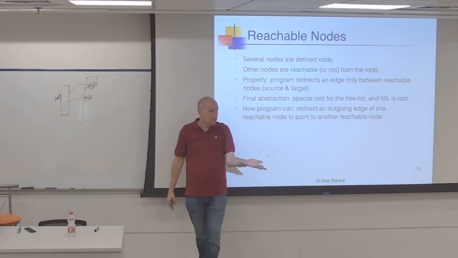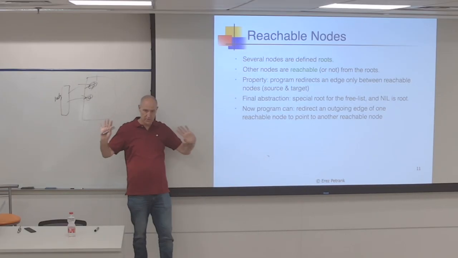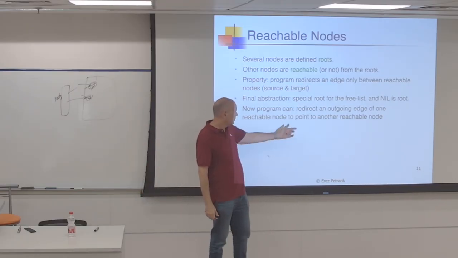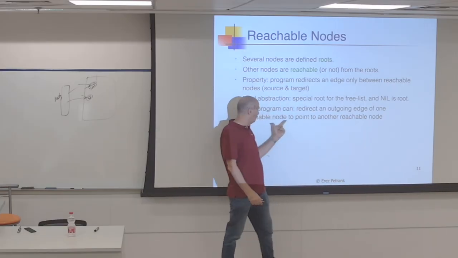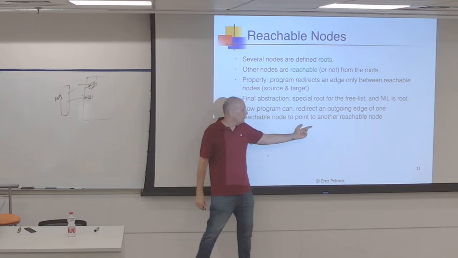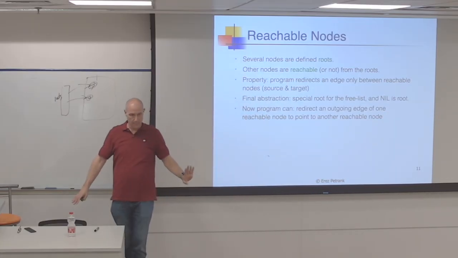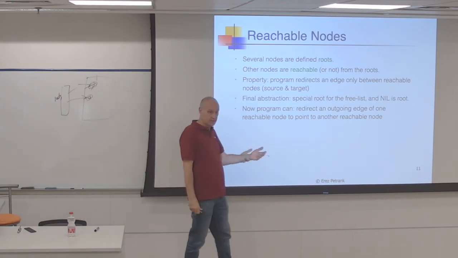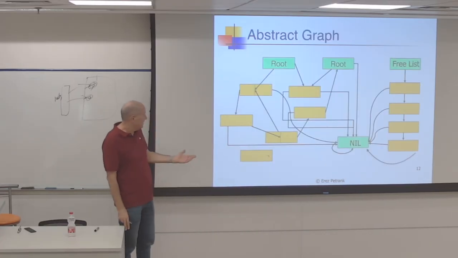And there is no null, so I cannot create an edge or delete an edge. I just redirect an edge. That's all that can be done on this graph. So the program can only redirect an outgoing edge of one reachable node to point to another reachable node. That's the only action that the program can do after all this abstraction. And now we have to do it concurrently and find which nodes can be reclaimed. This is like an example.